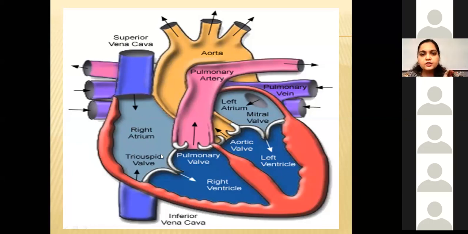Atrioventricular valve. What are these valves? These valves are present between the atria and the ventricles. They are simply termed atrioventricular valves or AV valves. And these are two in number, the tricuspid valve and the bicuspid valve. The tricuspid valve is located between the right atrium and the right ventricle, and the bicuspid valve is located between the left atrium and the left ventricle, also called the mitral valve.